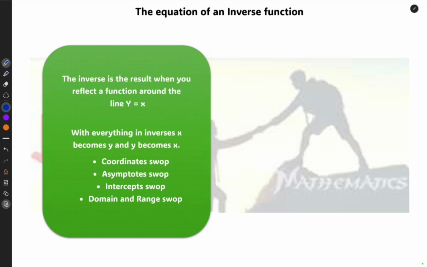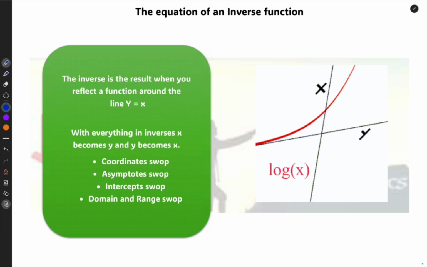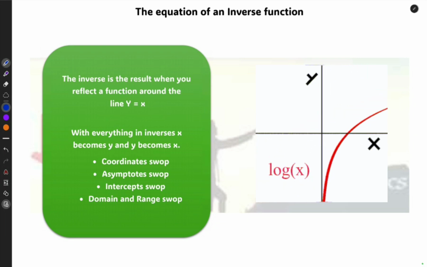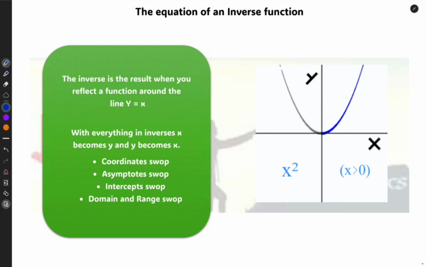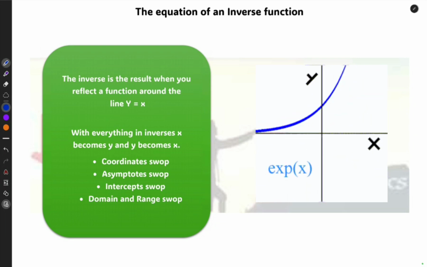The inverse of any function you get when you swap x and y. Okay, so as you can see in the GIF on the right, you would reflect it around the line y equals x. But what that means is if you have an equation, x becomes y and y becomes x. If you have a graph, then x and y would swap. Every coordinate would swap. Asymptotes would swap around.